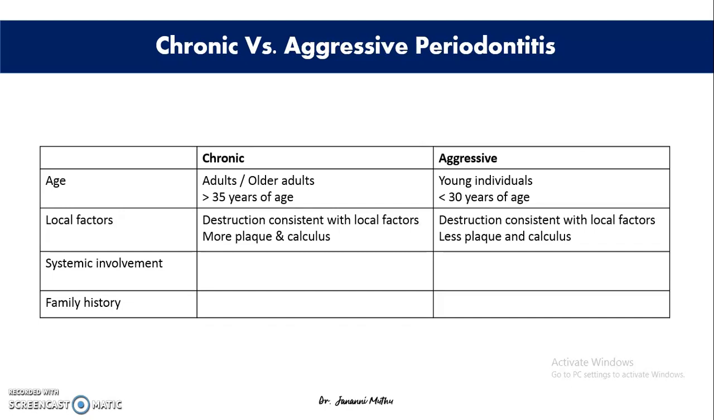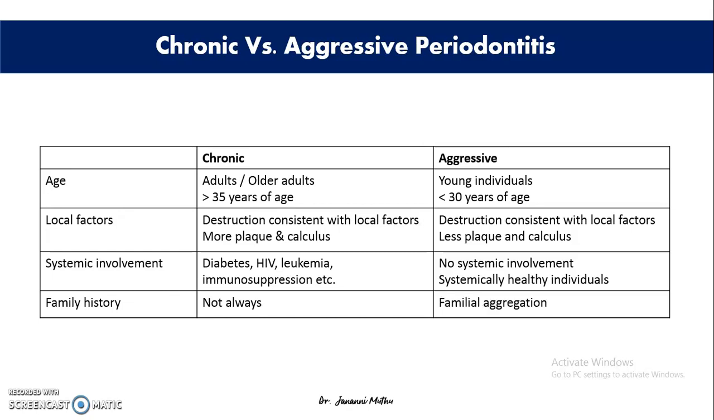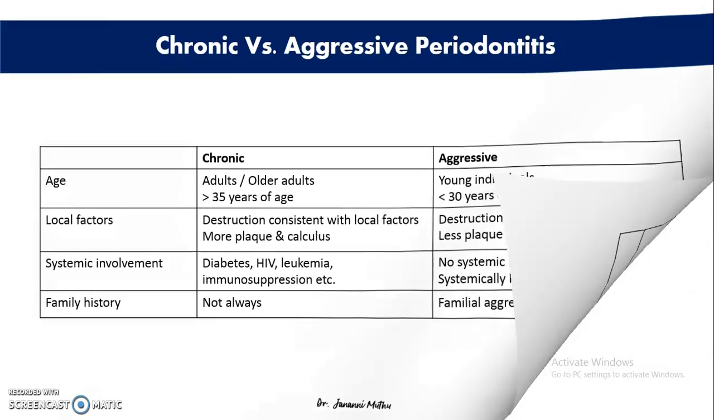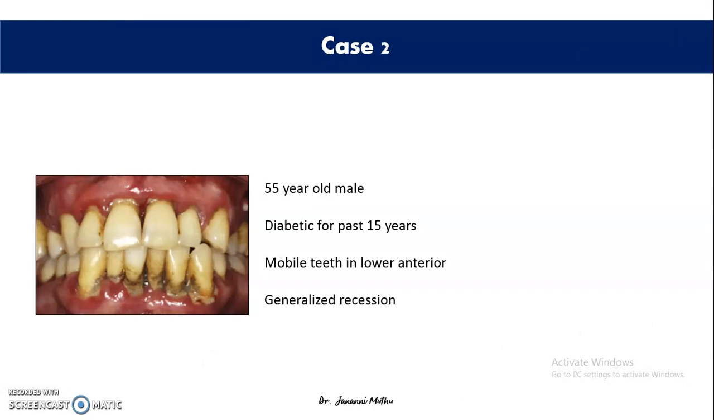Systemic factors might influence chronic periodontitis, whereas aggressive periodontitis will occur only in systemically healthy individuals. Finally, aggressive periodontitis will always present with family history. The parents or siblings will present with similar findings. Though chronic can have familial history, this is not a consistent or constant finding. Now coming back to the example. In history, the patient is 55-year-old with presence of abundant deposits of plaque and calculus, and the patient is diabetic. This case hence is classified as chronic periodontitis.